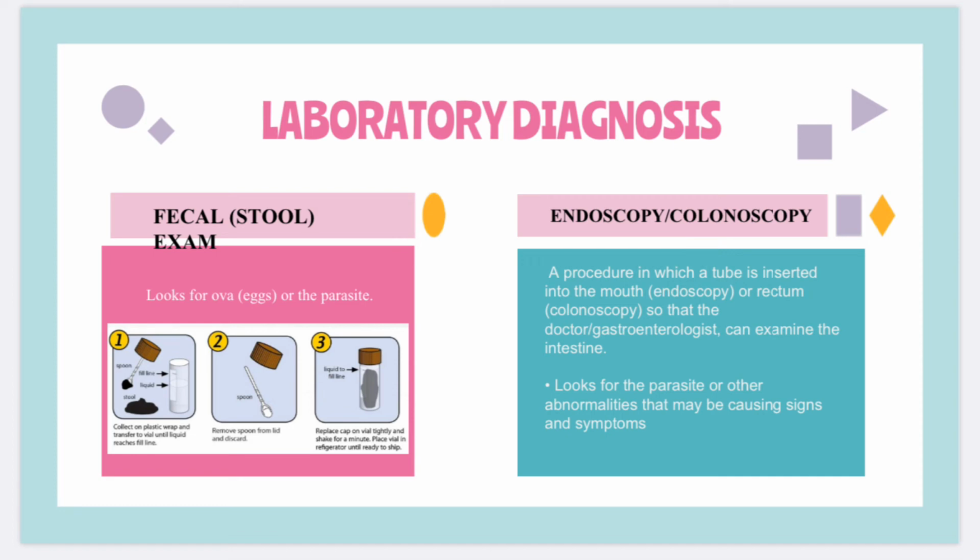As you see on the diagram for the fecal stool exam, there are 3 steps. The first step is to collect the stool and transfer it to the vial until the liquid reaches the fill line. As you see in picture number 1, use the spoon to scoop the stool and fill it into the container until it reaches the fill line. Number 2, remove the spoon from the lid and discard the spoon. Step 3 is to replace the cap on the vial tightly and shake for a minute. Place the vial in the refrigerator until ready to ship.